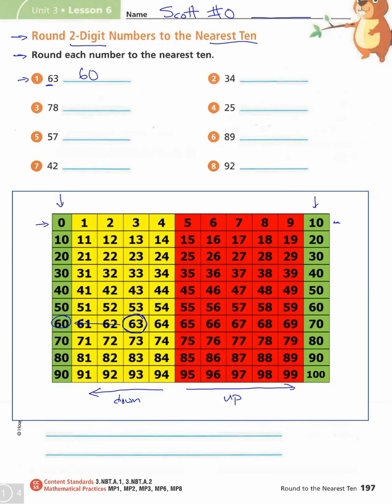Use this reference card, and use this rounding part to go ahead and work on rounding each of those, 2 through 8. Pause the video, get that done, and then when you're ready to go, you can start the video back up.